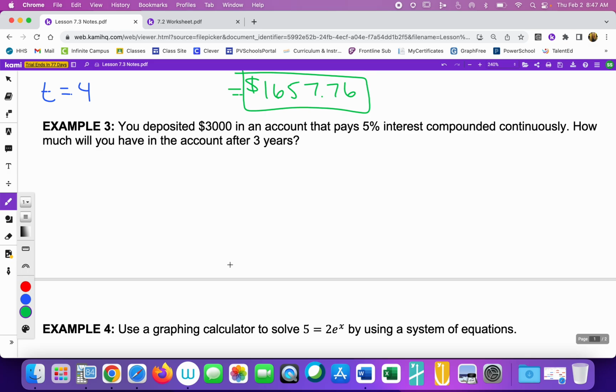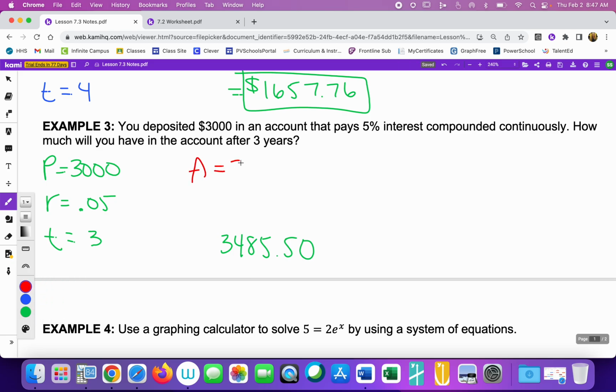Who's got an answer? 3,485.50. Is that what we're getting? Good. So plugging that into the formula, P would be your starting amount of 3,000. R would be 0.05. T would be 3. So 3,000 times base E to the power of 0.05 times 3. So that is what you would put in parentheses in your calculator.